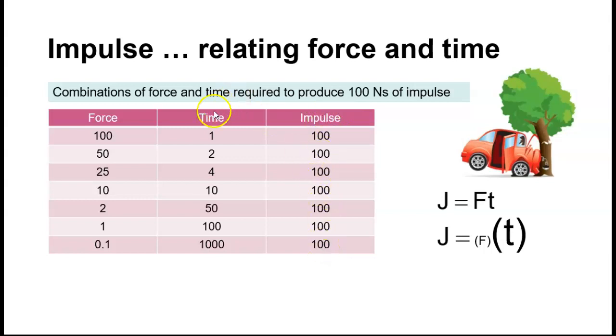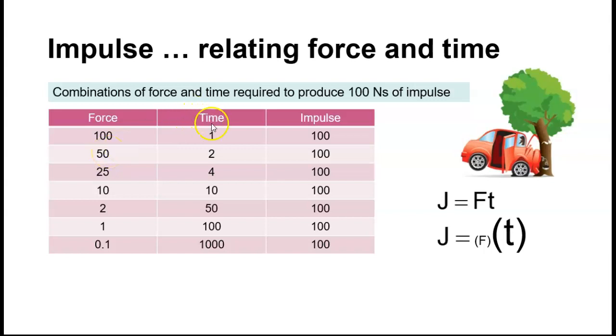100 newton seconds. What if I crashed into the tree really quick? The time was 1 second. Then the force acting on your body would be 100 newtons. But what if I crashed into the tree twice as long, like going crash into the tree? Then the force acting on you is half.